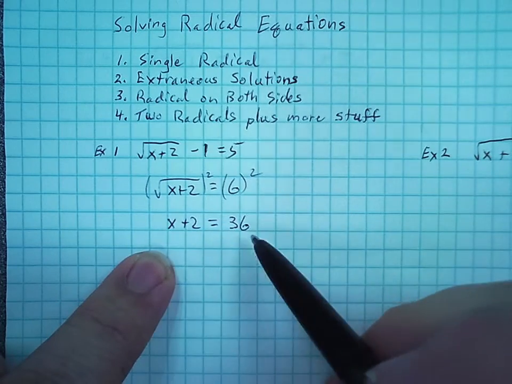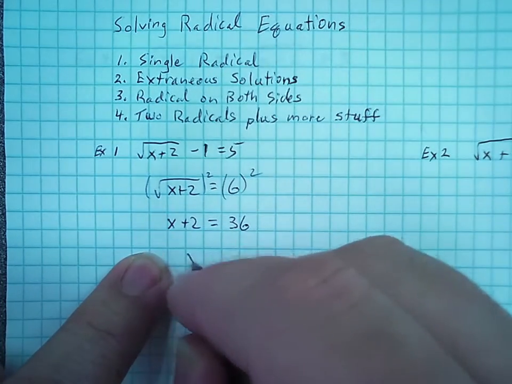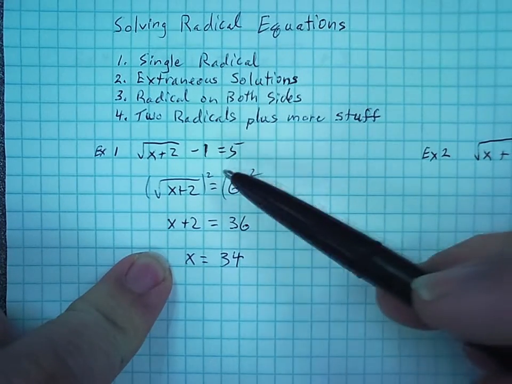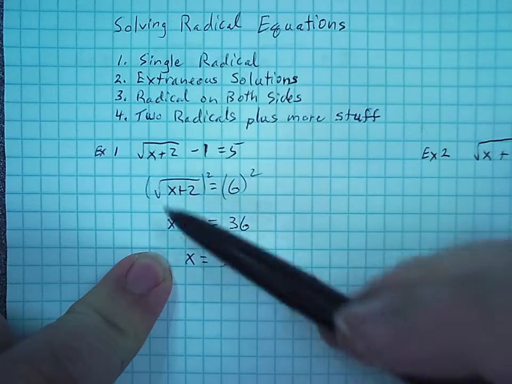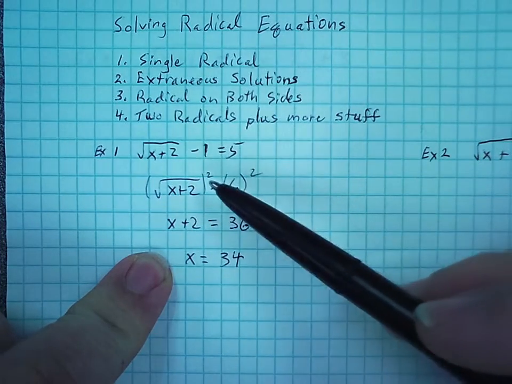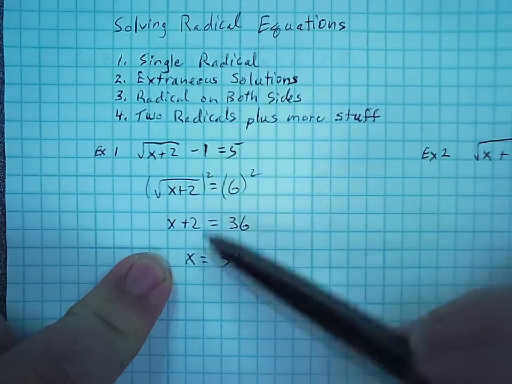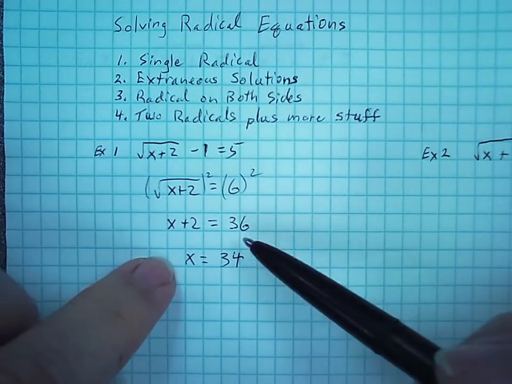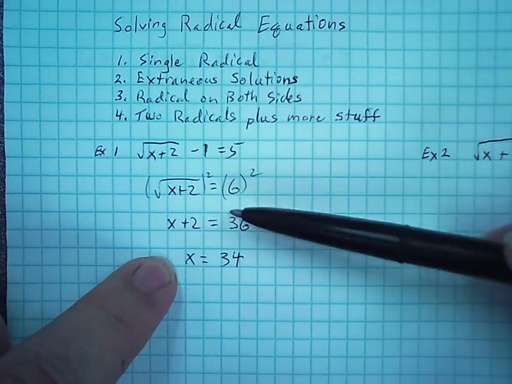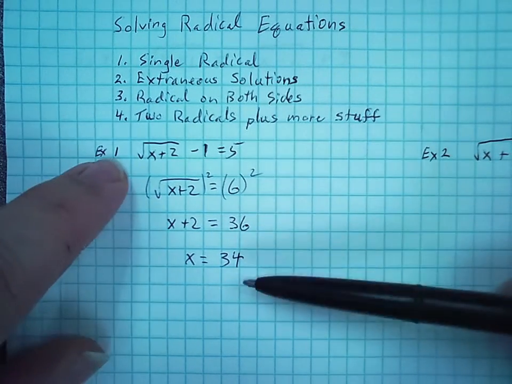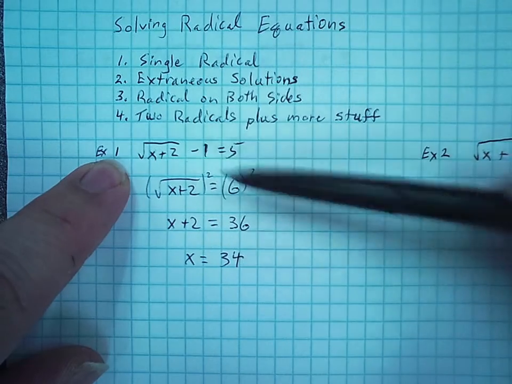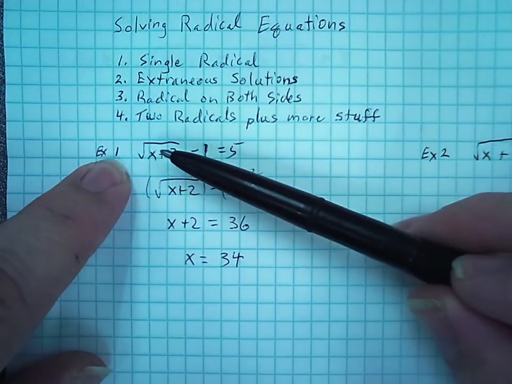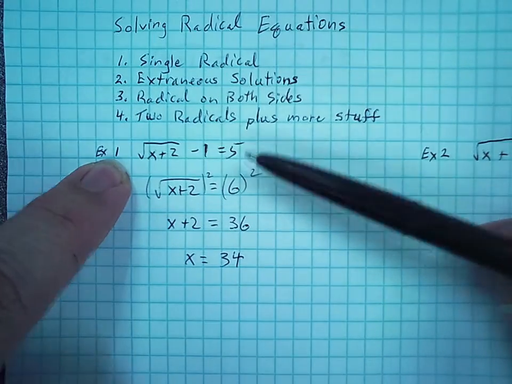Right, so then I have x plus 2 equals 36. Just subtract 2 from both sides, and I'm going to get 34. It's a good idea anytime you do radical equations to check your answers. When your equation solving process involves squaring both sides, it's really important you check your solutions, because sometimes it will appear that you have solutions and they won't actually work. This one does work. When I stick 34 in here, I get 34 plus 2, which is 36. The square root of 36 is 6, and 6 minus 1 is 5.